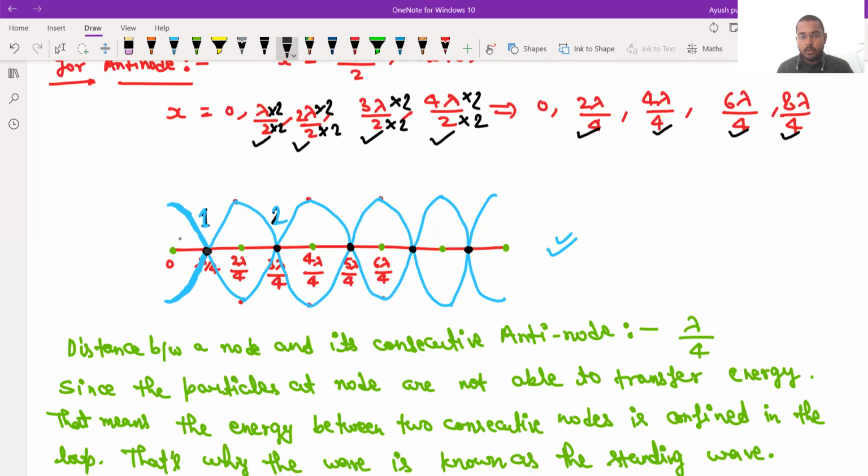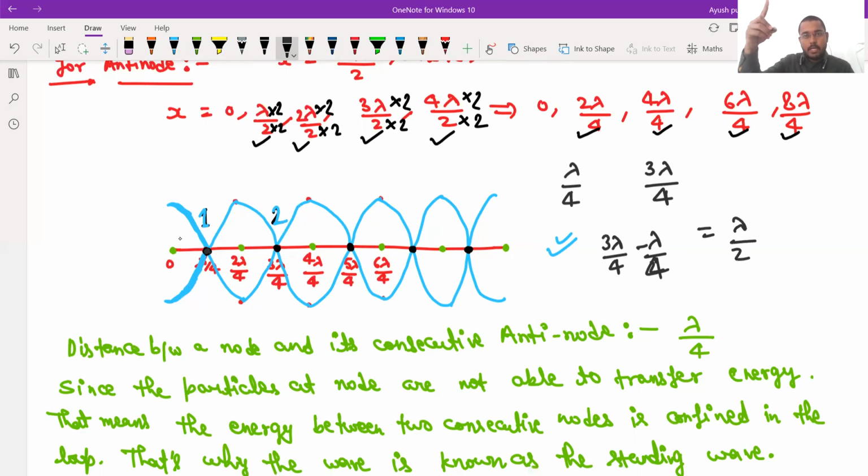The distance between two consecutive nodes: this node is at lambda by 4 and this node is at 3 lambda by 4, so the distance will be lambda by 2. That we have already done. But one more thing we can infer from this diagram: what is the distance between one node and one antinode? See, the first antinode is here, which I have drawn in green, and the first node is here, which I have drawn in black.